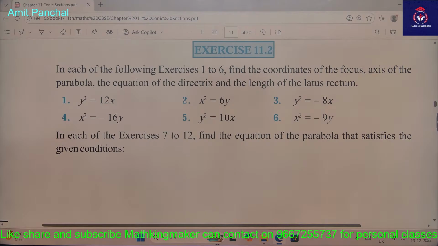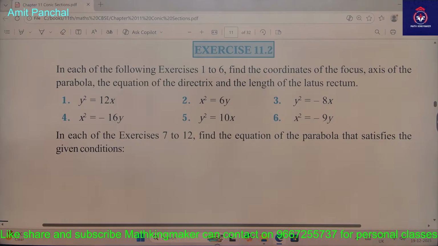Yes, sir. So focus is 5 by 2 comma 0. It's on x-axis. Directrix is x equals to minus 5 by 2. Latus rectum 10. Yeah, very good. Now do sixth one. You are quite fast. That's nice.